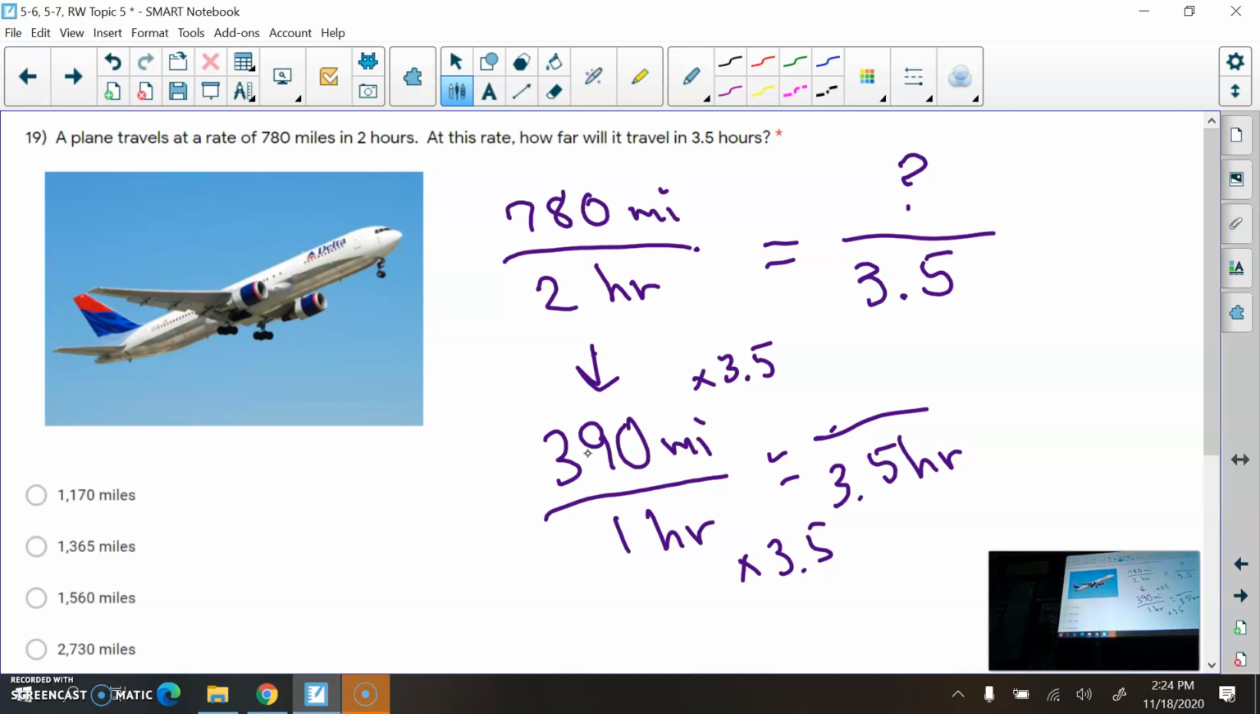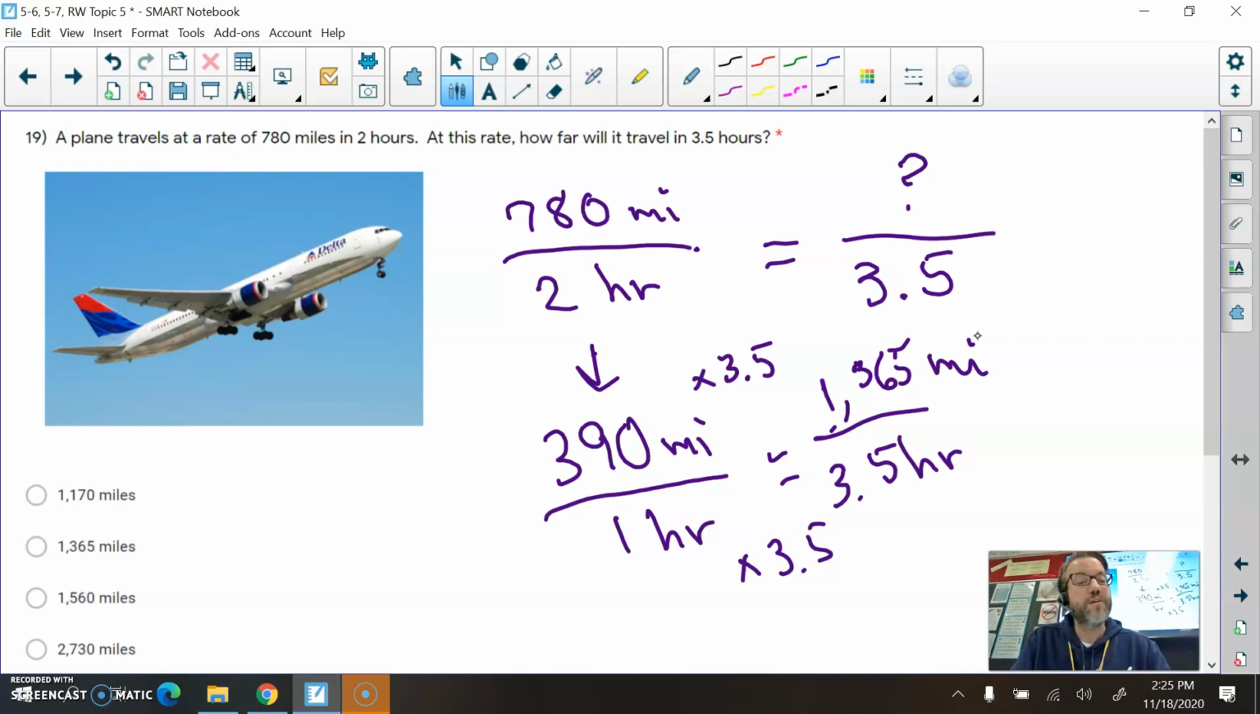There we go. Sorry about that. So now I'm going to try it. 390 times 3.5. And that equals 1,365 miles in 3.5 hours. So that's option B right here, 1,365 miles in 3.5 hours.